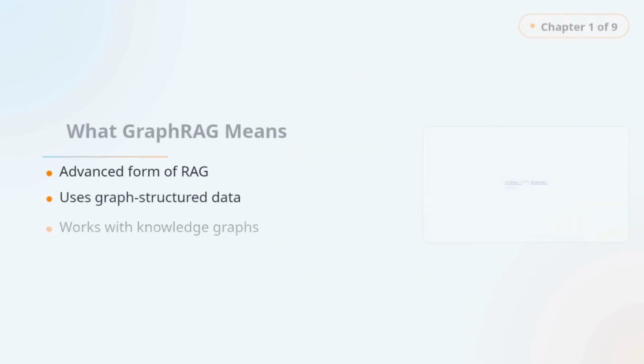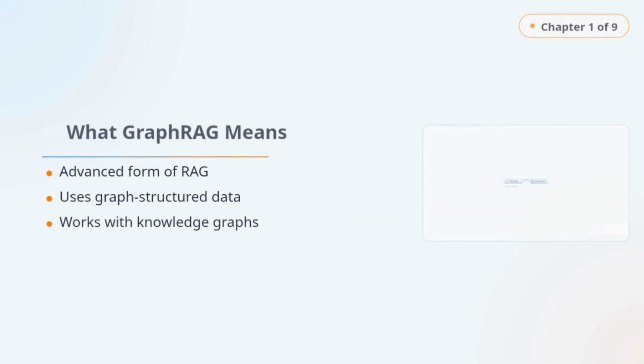GraphRAG is basically an advanced version of Retrieval-Augmented Generation, or RAG. In normal RAG, the system retrieves semantically similar text, usually through vector search. GraphRAG goes one step further by bringing in graph-structured data, especially knowledge graphs. That means it does not just look for similar text, but also understands how entities are connected. This makes it much more useful for domain-specific questions where relationships matter.